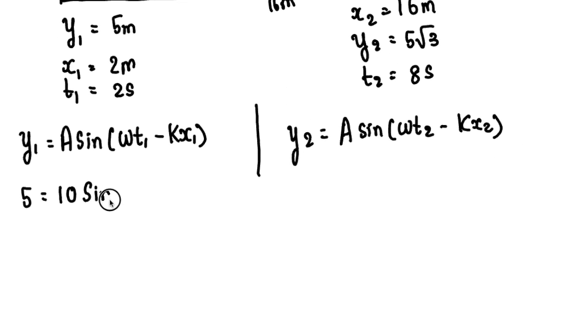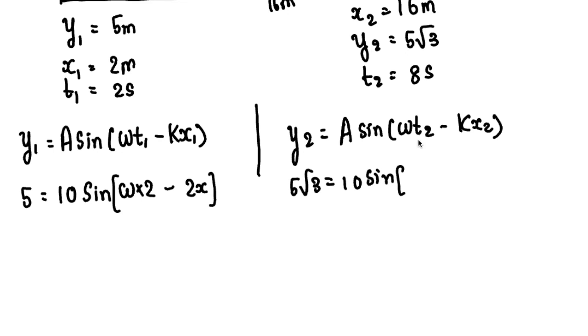Sine(omega t1, that is 2 omega, minus k x1, that is 2k), because my x1 is also 2. Here I can say y2 is 5 root 3, which equals 10 sine(t2, that is my 8 seconds, into omega, minus x2 k, that is 16 into k).